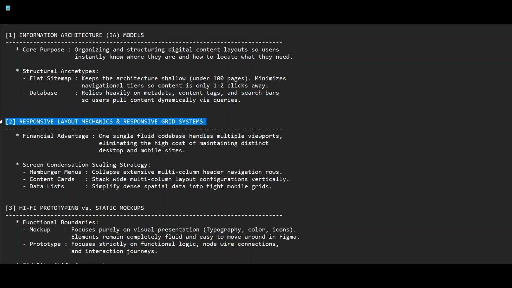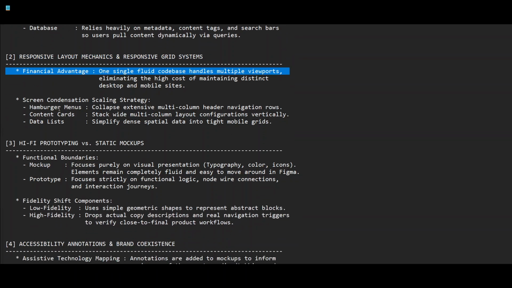The second topic was responsive layout mechanics and the responsive grid system, like the financial advantage: one single fluid code base handles multiple viewports, eliminating the high cost of maintaining distinct desktop and mobile sites. The second thing, screen condensation and scaling strategy. Hamburger menus, as you would have seen, the three lines, it is called the hamburger menu. It collapses extensive multi-column header navigation rows. If you click it, it expands and then collapses, as you all have experienced.